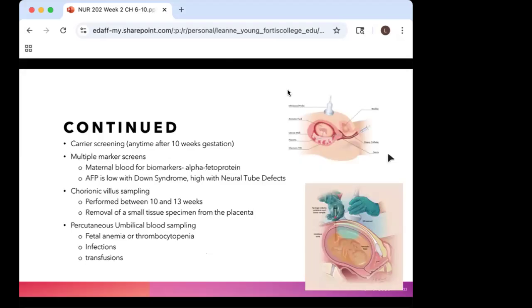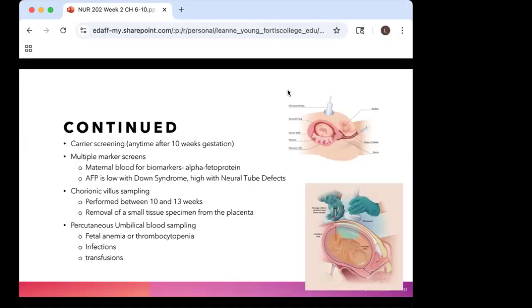Like I mentioned when we were talking about the genetics at the beginning of the PowerPoint, genetic carrier screening can be performed anytime after 10 weeks of gestation. This is whenever mom's blood is sampled to see if she's a carrier for anything abnormal or if the baby has a higher chance of having any type of abnormalities.